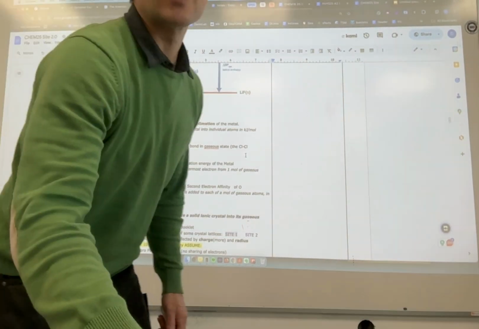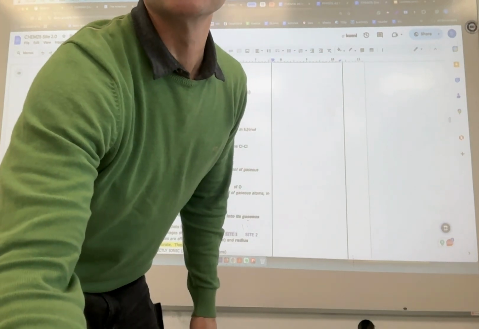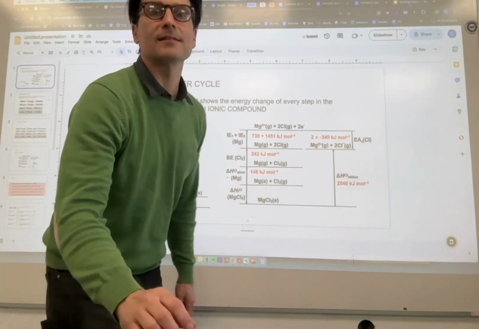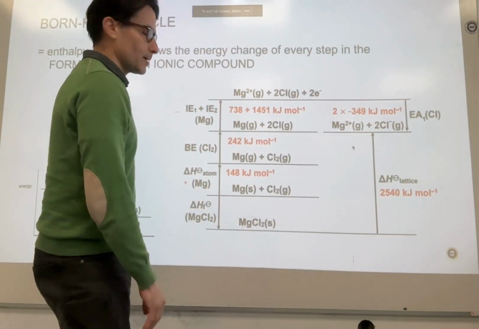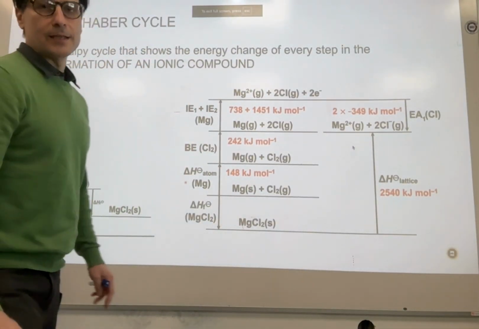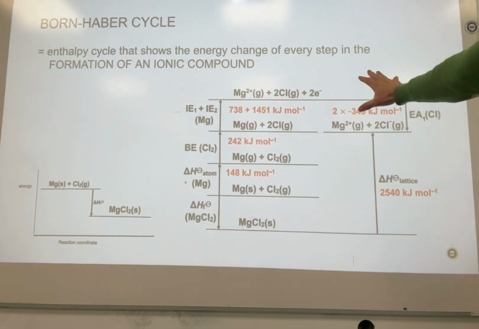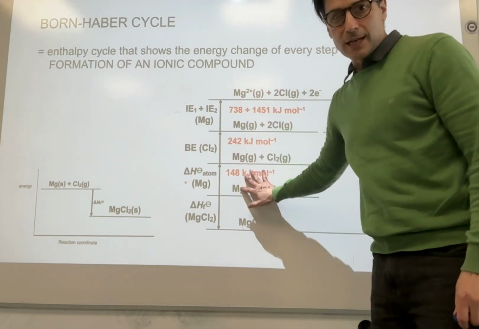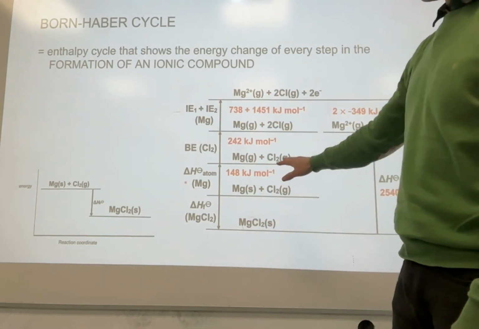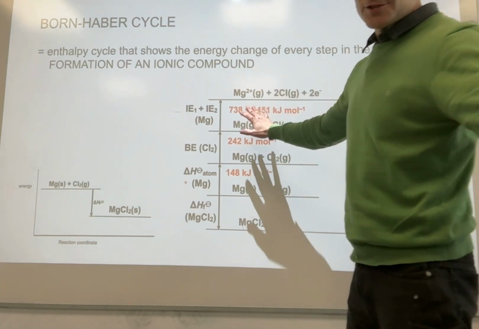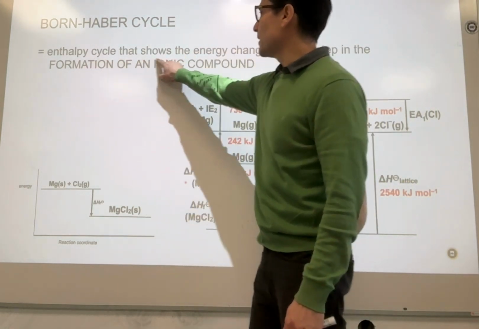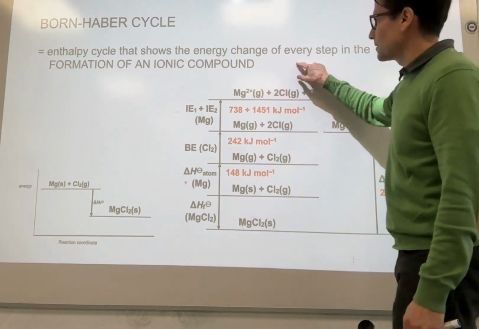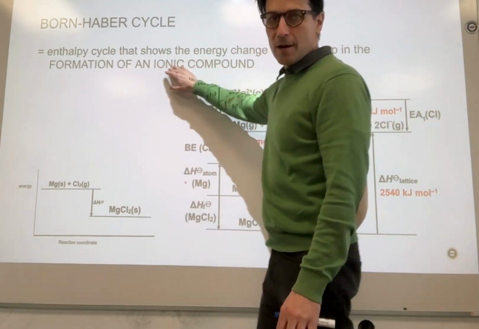All right, so I'm going to try and go kind of fast because there's a lot here. Let me slideshow this thing. Okay, great. All right, so here is a Born-Haber cycle right here. It looks kind of messy and kind of complicated, but it's not that bad. First big thing is you have to understand exactly what it is. So this is all of the energies for all of the steps in the formation of an ionic compound.